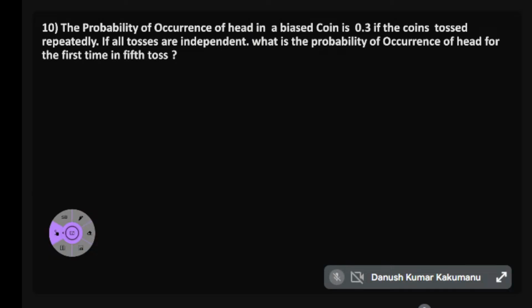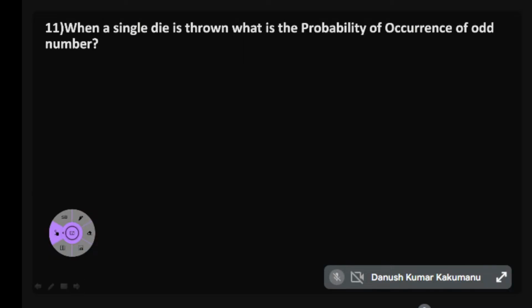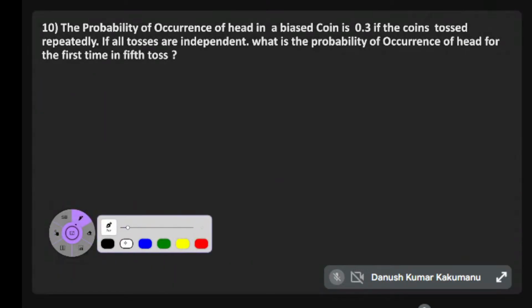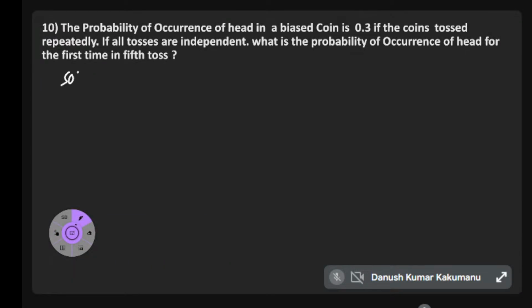What type of bias is in the coin? The probability of tails is always how much? 0.7. Okay. And all tosses are independent.